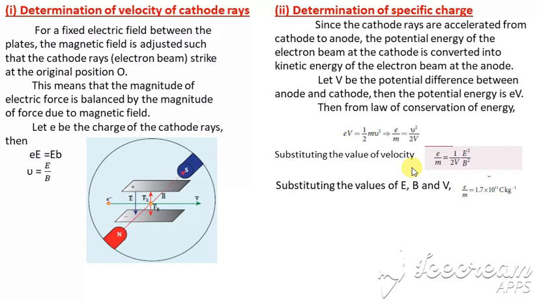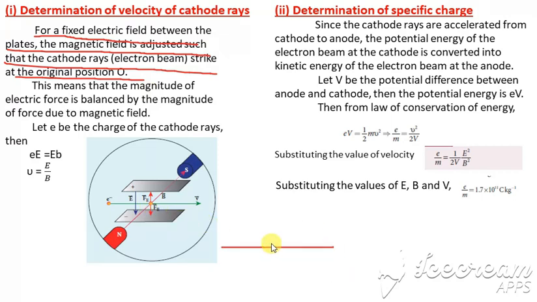Clear? Next we'll see how we determine the velocity of these cathode rays. First is the determination of velocity. For a fixed electric field between the plates, the magnetic field is adjusted such that the cathode ray strikes the original position. So if this is the anode disc, and these are the parallel plates, then from these parallel plates, what happens? It is made to fall on the screen. Here we have what?